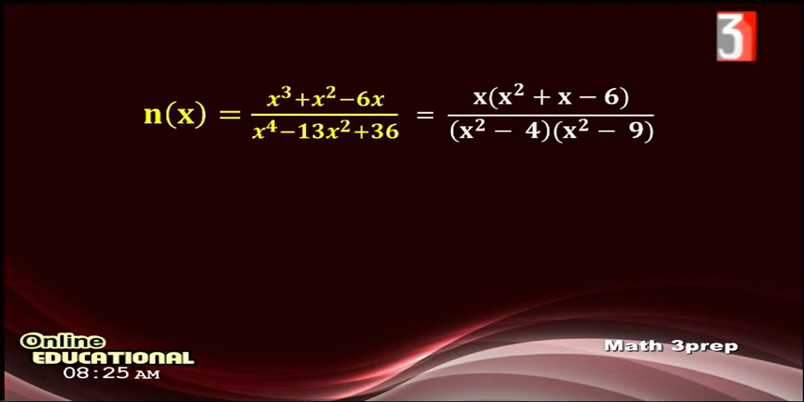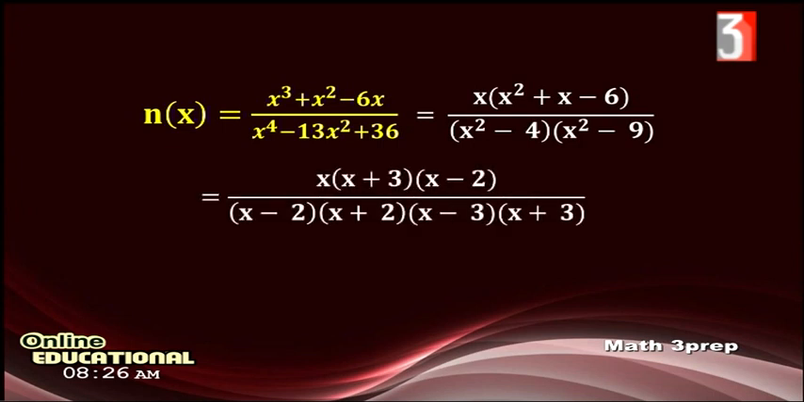What about x squared in the numerator? It will be x and x. What about 6? Either 1 by 6 or 2 by 3. You are going to choose what? 2 by 3, as the difference between them gives 1, which is the middle term. So the numerator will be x brackets x plus 3, x minus 2 over.